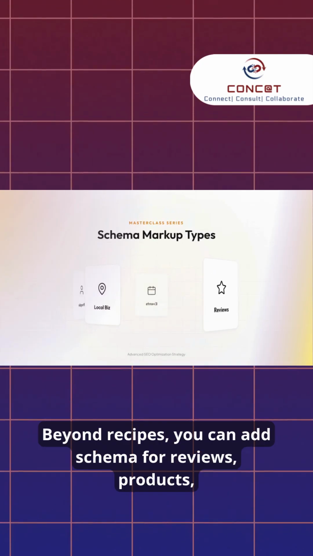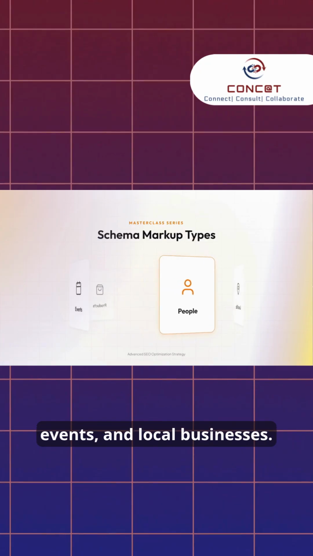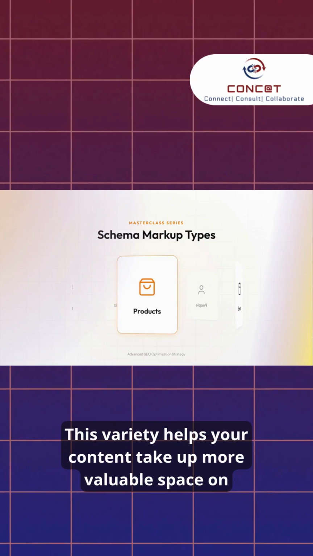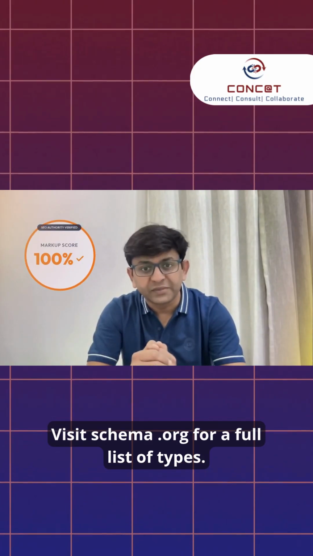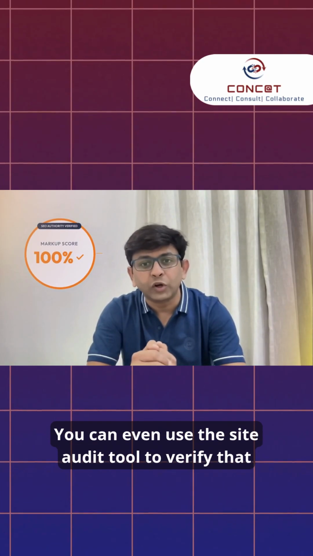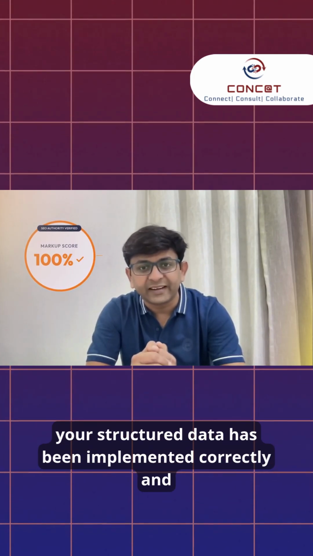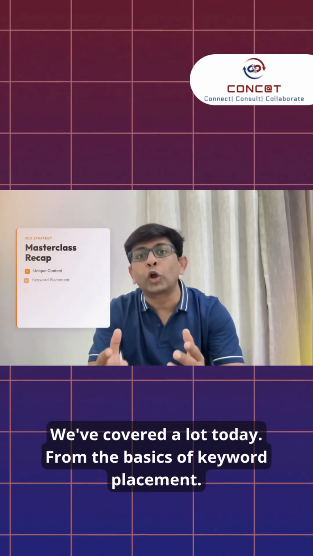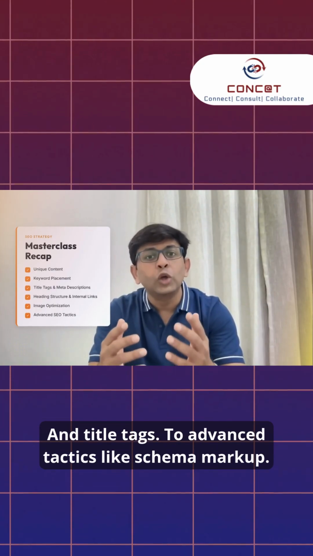Beyond recipes, you can add schema for reviews, products, events, and local businesses. This variety helps your content take up more valuable space on the search results page. Visit schema.org for a full list of types. You can even use the Site Audit tool to verify that your structured data has been implemented correctly and alert you to any issues.